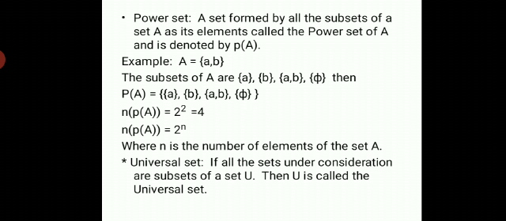Next, universal set. If all the sets under consideration are subsets of a set U, then U is called the universal set. I repeat, all the sets under consideration means we are taking all the elements without leaving out a single one. Such a set U, of which all the sets are subsets, is called a universal set.